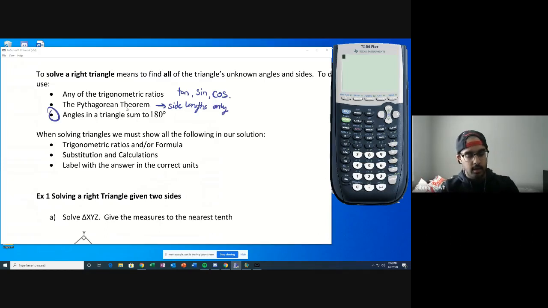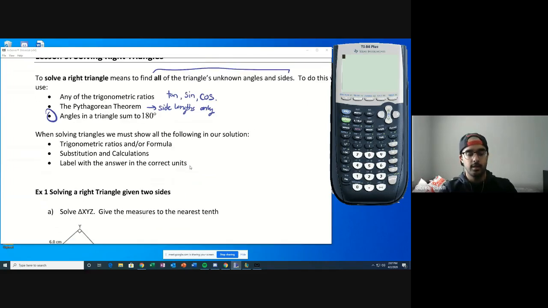The last one, since all three angles are going to add up to 180, if you know two of them, you can always find the third missing one. So all of these three things are going to help us find all those unknowns. Okay, when we're solving triangles, you have to show all of the following in your solution. Any ratios you're going to use, the formula that you used, any substitutions or calculations, and labeling that answer with the correct units. Since there's going to be a lot of things we have to find, keeping it organized like this is going to help someone looking at it figure out what it is that you did.